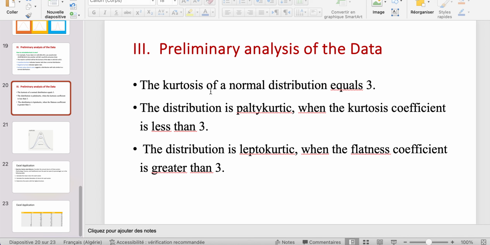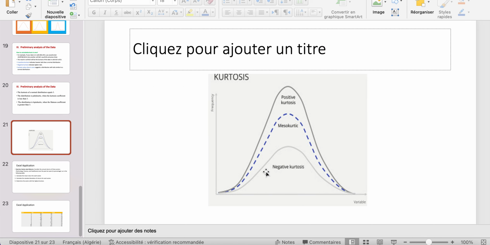Like I said before, the kurtosis of a normal distribution equals 3. The distribution is platykurtic when the kurtosis coefficient is less than 3. The distribution is leptokurtic when the kurtosis coefficient is greater than 3. So this is negative kurtosis, mesokurtic normal distribution, and positive kurtosis with a high peak.